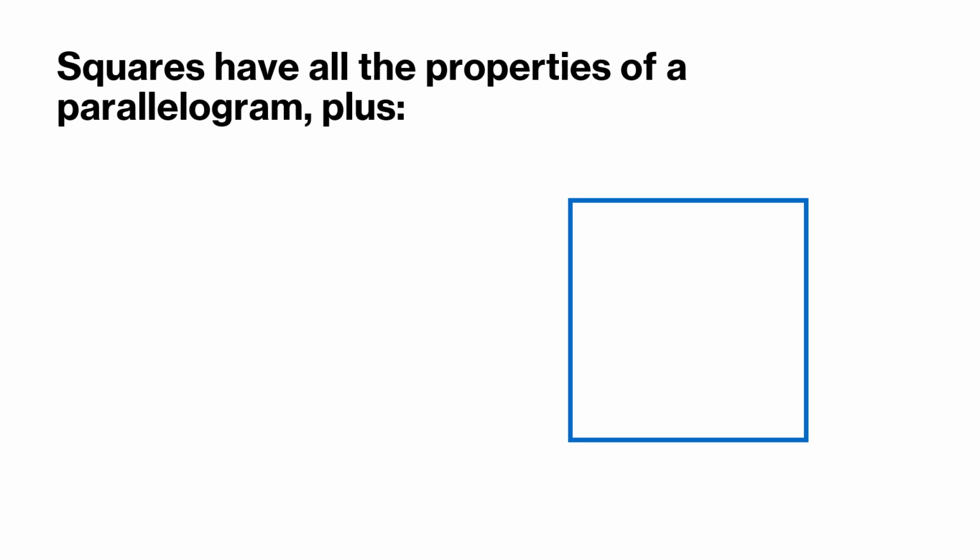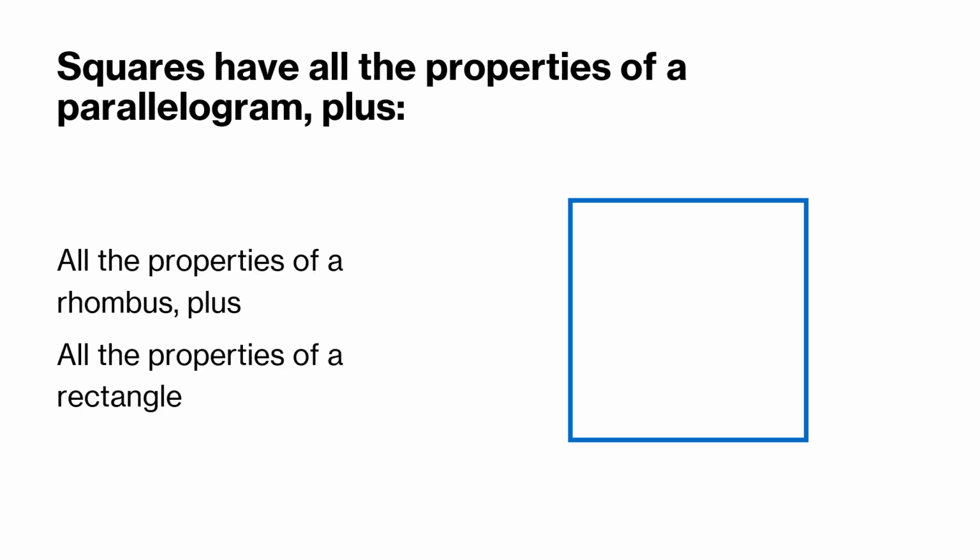Okay, squares are even more special than rectangles. Squares have all of the properties of a parallelogram, plus they have all the properties of a rhombus, plus they have all the properties of a rectangle. So their diagonals do bisect each other because they are a parallelogram.